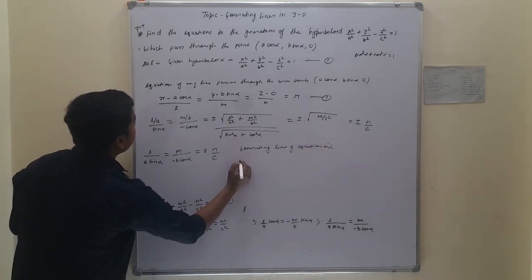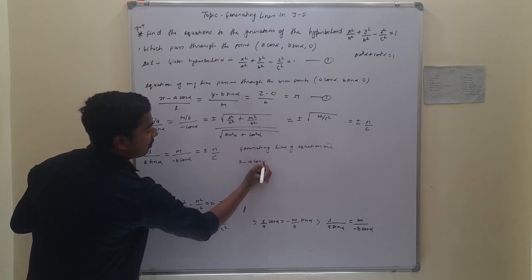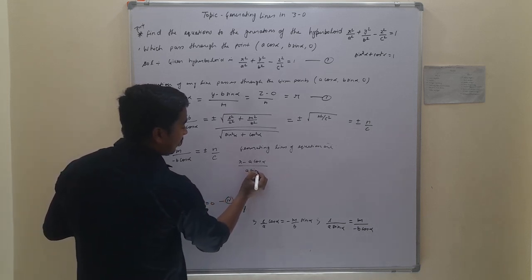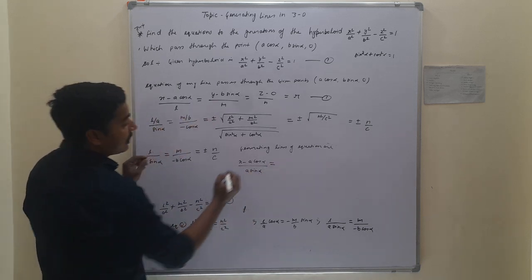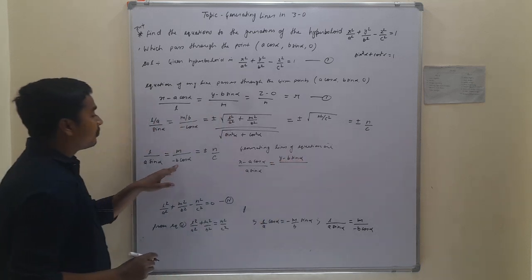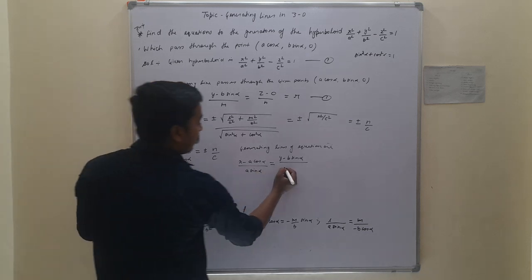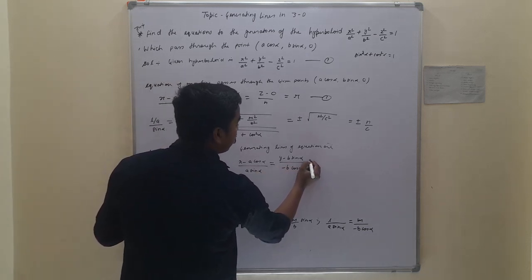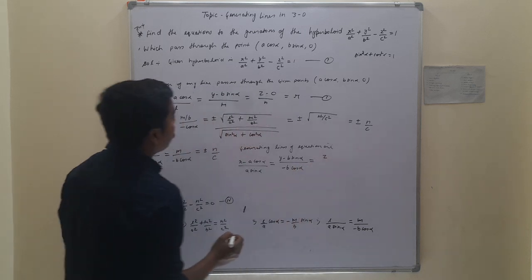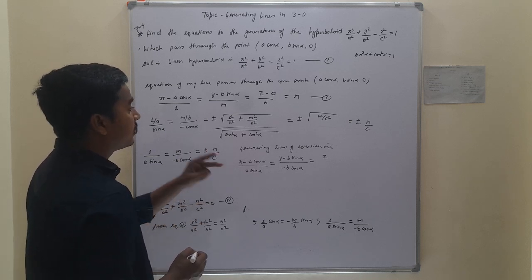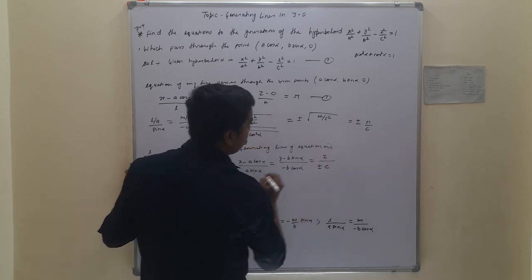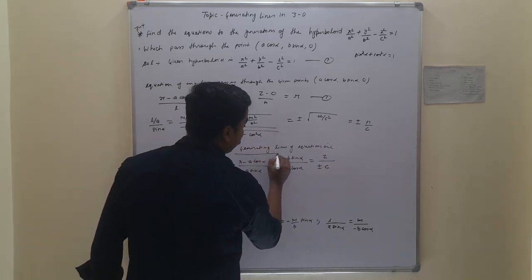The generating lines of the equation are given by x minus A cos alpha upon A sin alpha, the value of L, is equal to y minus B sin alpha upon minus of B cos alpha, the value of M. Similarly for z, z minus 0 upon the value of n, which is C, so plus minus of C. This is the generating lines of the given equation.